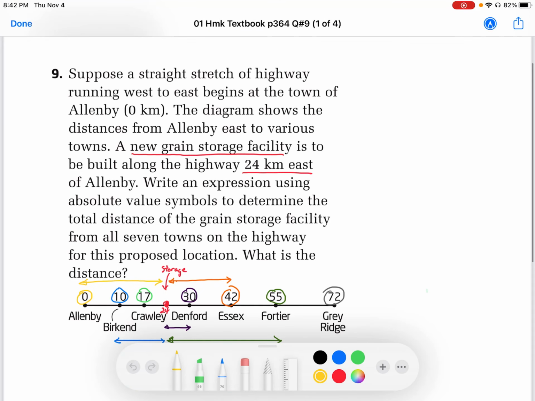For question number 12, it says, suppose a straight stretch of highway running west to east begins at the town of Albany. So we've shown that in yellow here. And the diagram shows distances from Albany east to various towns. A new grain storage facility was built 24 kilometers east. So I've drawn that here in red.